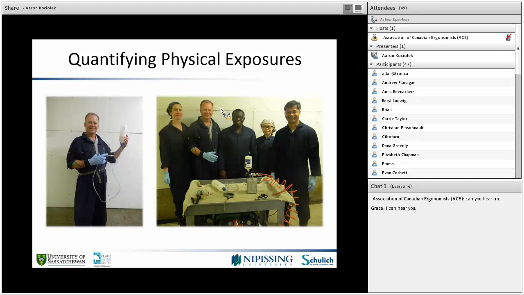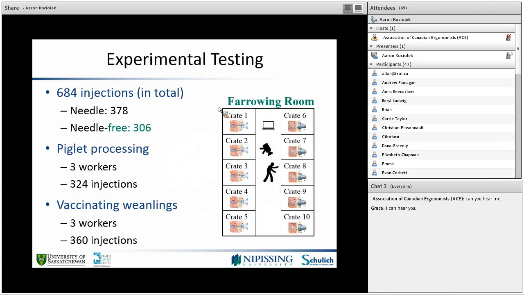So in terms of experimental testing, our data collection is wrapped up. We collected 684 injections in total, 378 of those with a conventional needle injector and 306 with a needle-free model.